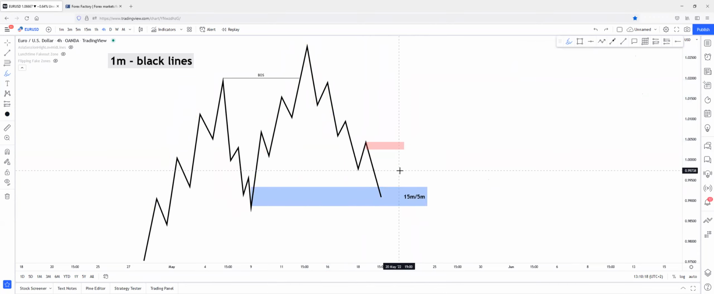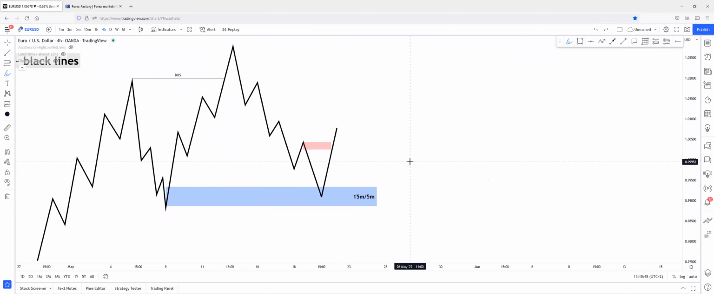But how can this supply be broken? This supply can be broken if price, for example, creates a simple change of character. If price creates a recovery right here, so taps into this 15-minute/5-minute demand zone and immediately reverses with an impulsive, high impact, high volume movement, and breaks through this supply zone without a reaction. If price can break above this supply zone without a reaction, so it just comes up with a few candles, and those candles aren't reacting on this supply zone, there won't be a wick reaction, just a simple breakthrough of this supply zone with one candle or a few candles, that will be considered a change of character.